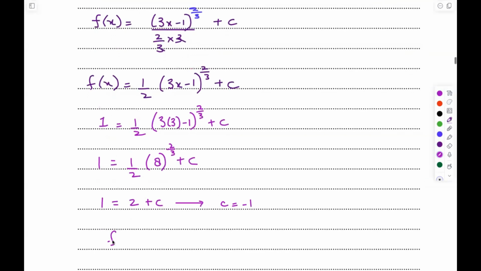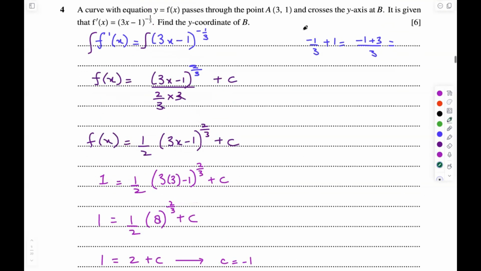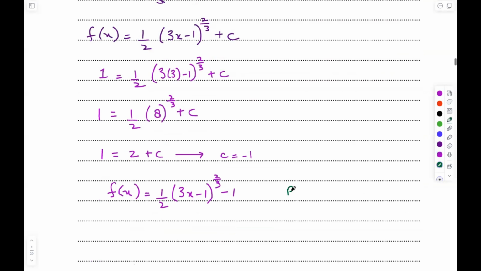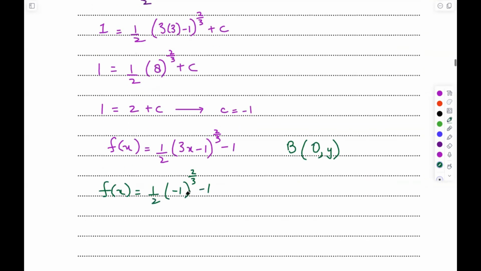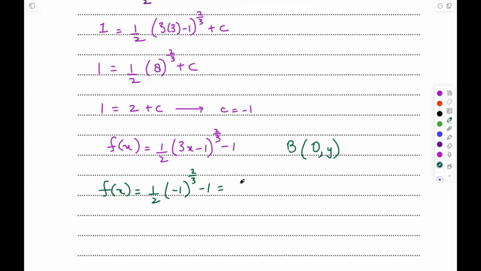So an expression for f of x will be equal to 1 upon 2 into (3x minus 1) to the power 2 upon 3 minus 1. Now at point B, we know that it crosses the y-axis, so the coordinates of point B will be (0, y). So we'll substitute x equals 0. So f of x will be equal to 1 upon 2 into (3 into 0, which is 0, minus 1) to the power 2 upon 3 minus 1. Minus 1 to the power 2 upon 3 will become a plus 1, as the cube root of minus 1 is minus 1, and minus 1 squared is 1. So we'll get 1 upon 2 minus 1, which is equal to minus 1 upon 2.